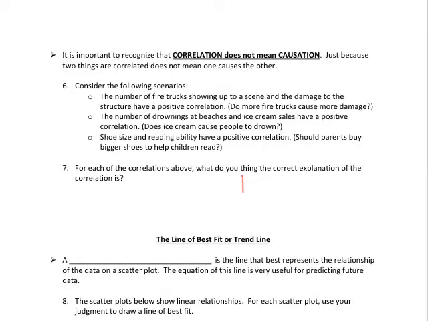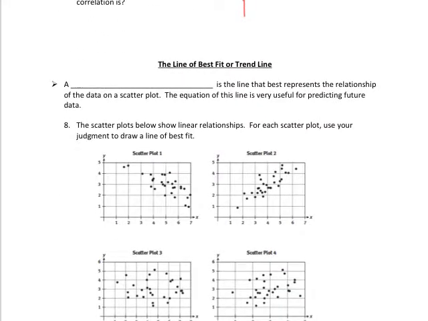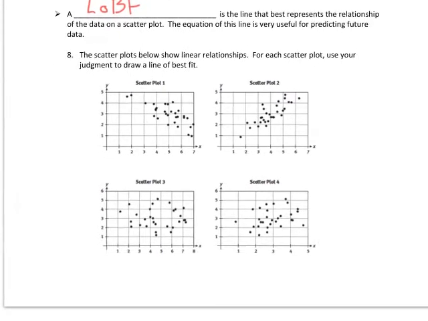And let's look at line of best fit, or the trend line, okay? So the line of best fit, which I just like to abbreviate, okay? A line of best fit, or you could say a trend line, is a line that best represents the relationship of data on a scatter plot. The equation of this line is very useful for predicting future data. Okay, so the scatter plots below show a linear relationship. Go ahead and with your groups, I want you guys to draw your own line of best fit on each of those graphs. Go ahead.